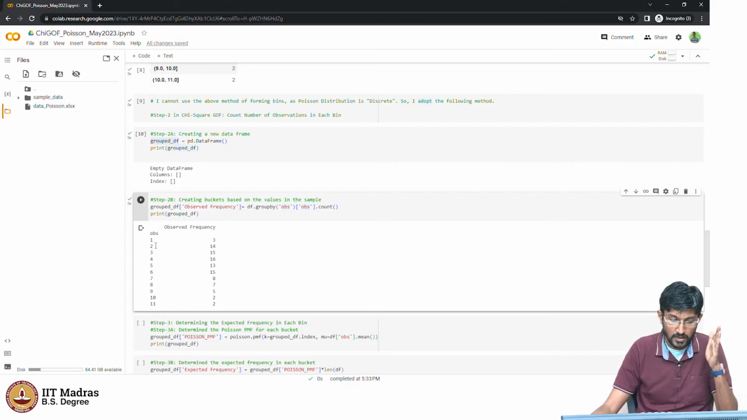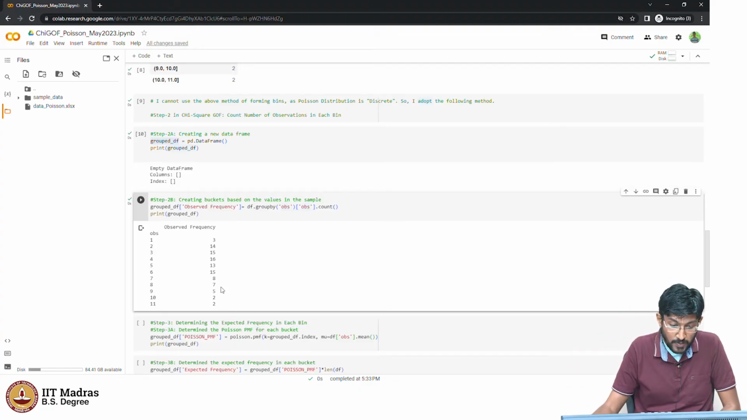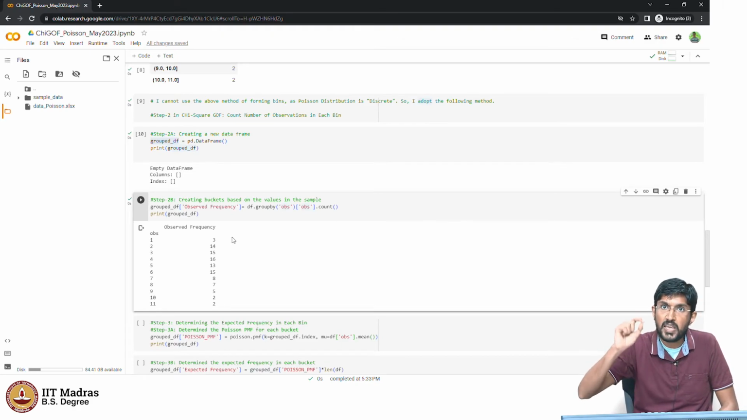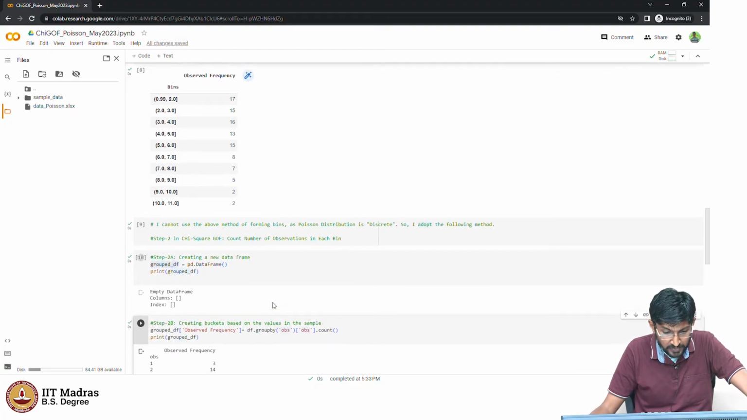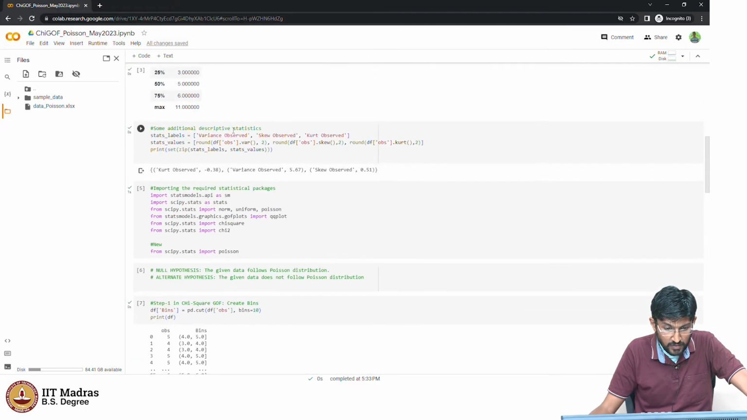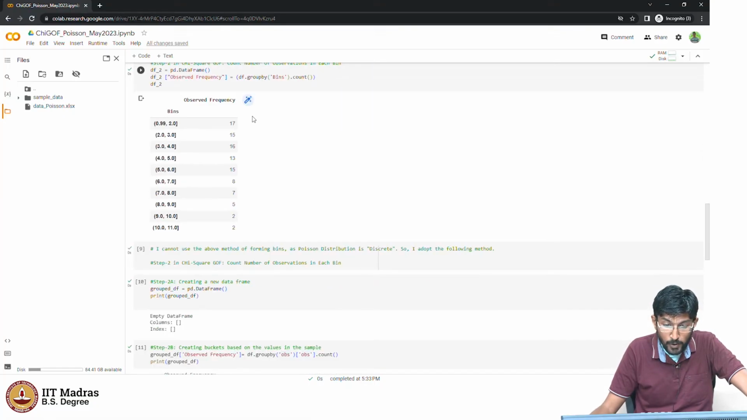So I have got bins. My bins are going to be 1 to 11, and the observed frequencies are going to be 3 to 2. For each of these, I need to compute the expected frequency. And what is that? The expected frequency is nothing but the probability mass function, the PMF, times the total number of observations in my sample, which is 100. That PMF will give me the probability of observing 1 given this sample with a lambda, a mean, of 4.9.